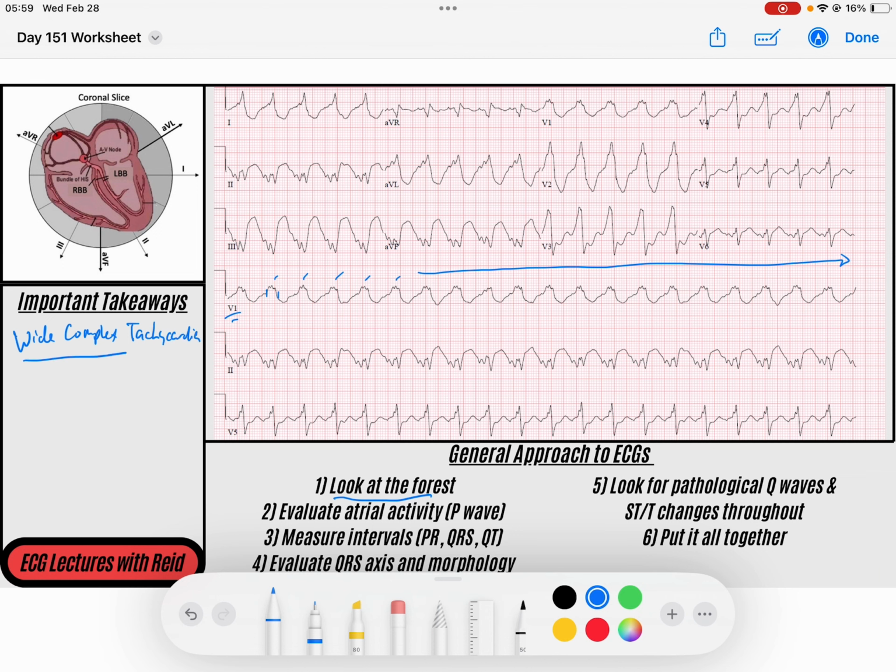So we need to make sure, what's our differential? Well, first, differential is going to be monomorphic ventricular tachycardia. And then two, we have maybe like a supraventricular tachycardia with aberrancy. I would say it's more important to make sure that this is or is not ventricular tachycardia. So we've got a wide complex rhythm that's really, really fast.